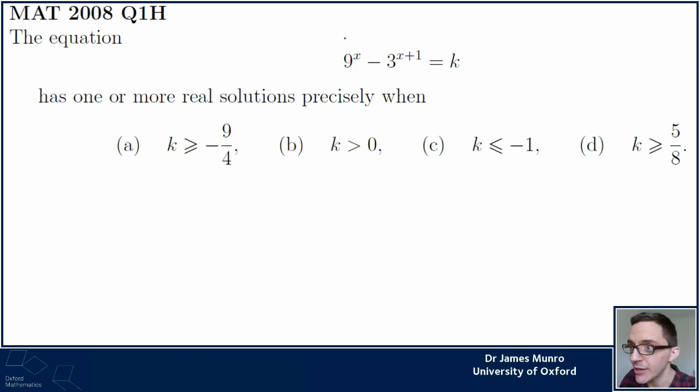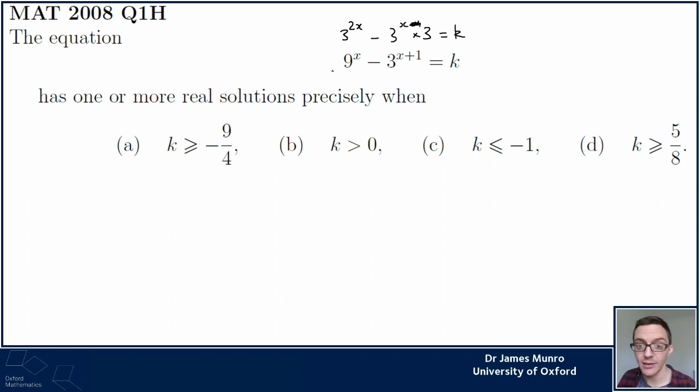This 9 to the x, I'm going to write as 3 to the 2x. This is 3 to the x plus 1, or maybe I'm going to write that as 3 to the x times 3 is equal to k. And now I'm smiling because I've turned this into some polynomial in 3 to the x. This thing, 9 is related to 3 by being 3 squared, and that helps me relate everything here in terms of 3 to the x.